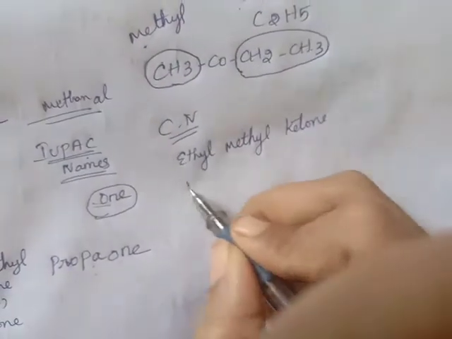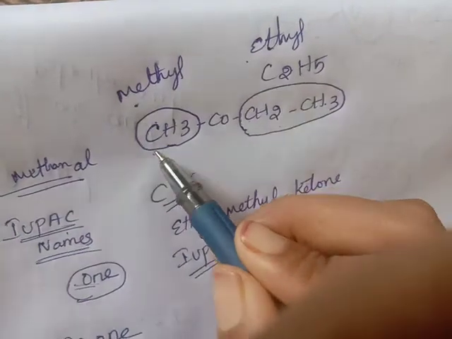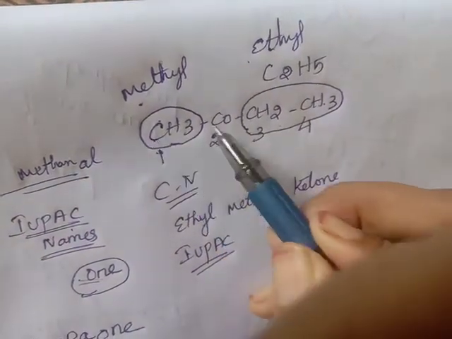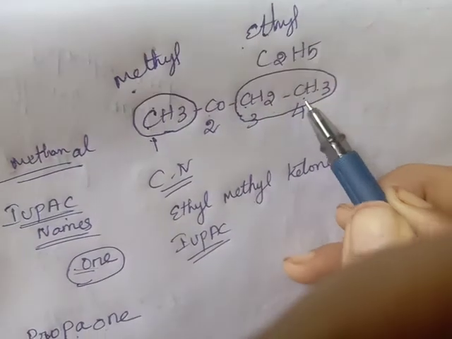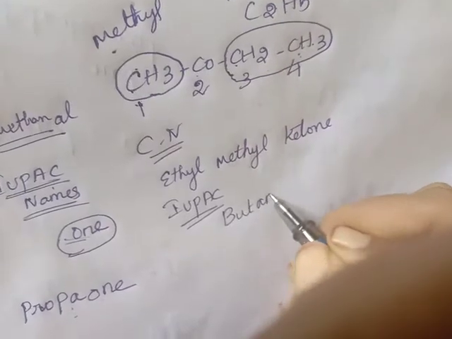Okay, what is the IUPAC name for this one? Count how many carbon atoms are present: 1, 2, 3, 4. Methane, ethane, propane, butane. So the IUPAC name of this ketone is butanone.